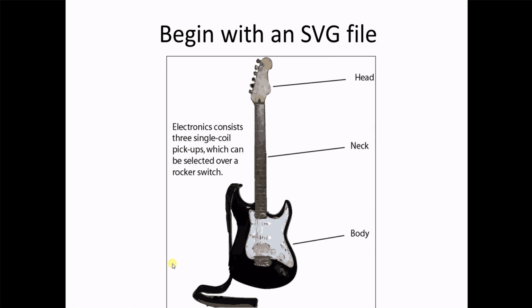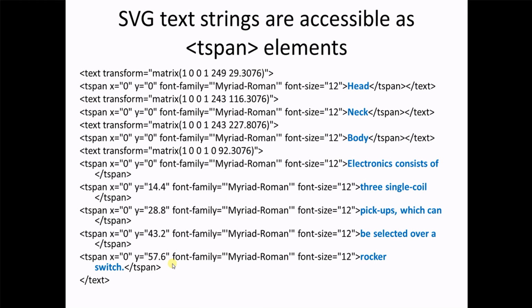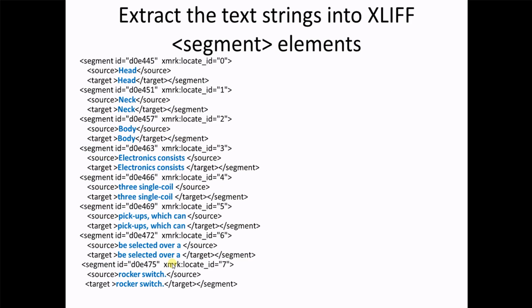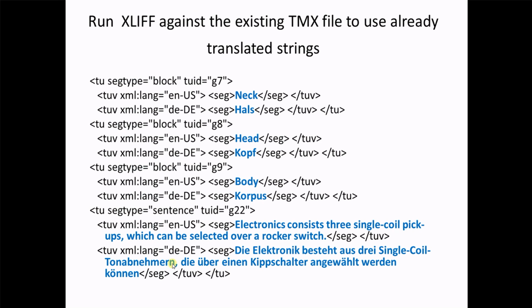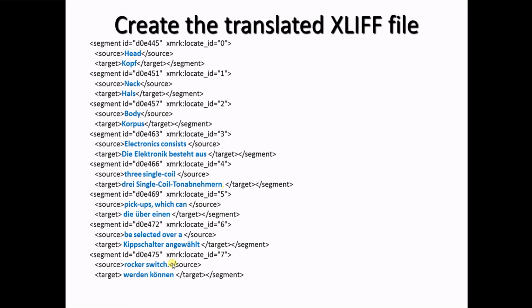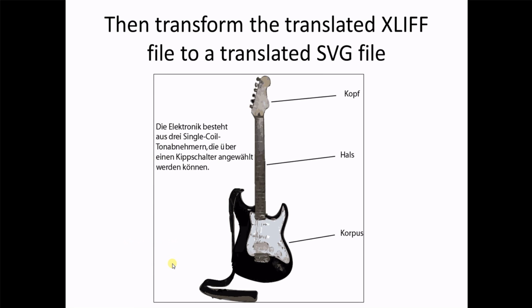I've got this image that has text. This is how it looks in SVG. The text is readily identifiable and extractable. We transform that into our familiar XLIFF. We leverage the TMX file that has these previously translated strings, and we create a translated XLIFF file now that has the German translations in the target elements. We transform that back into SVG, and we have a translated SVG file now that has the German terms instead of the English terms.